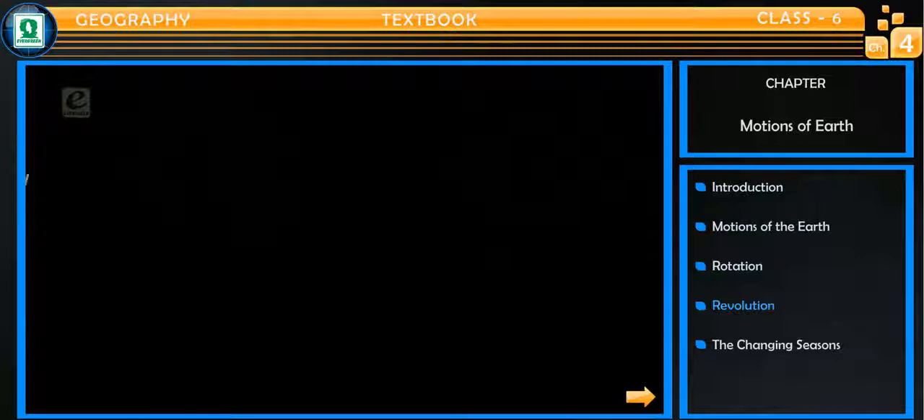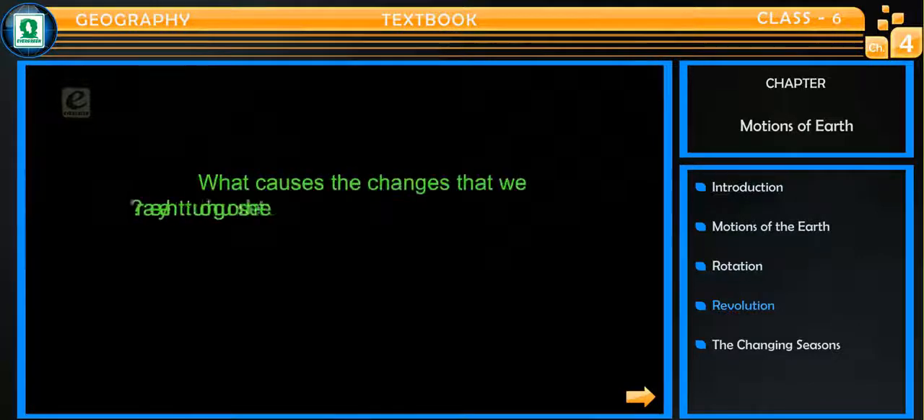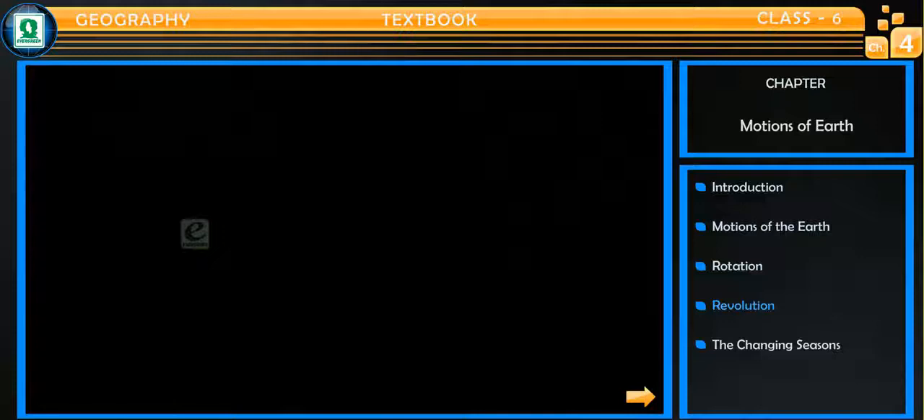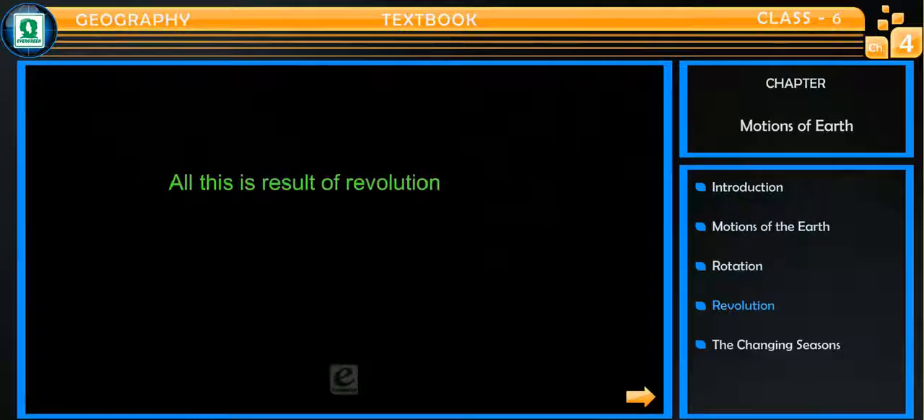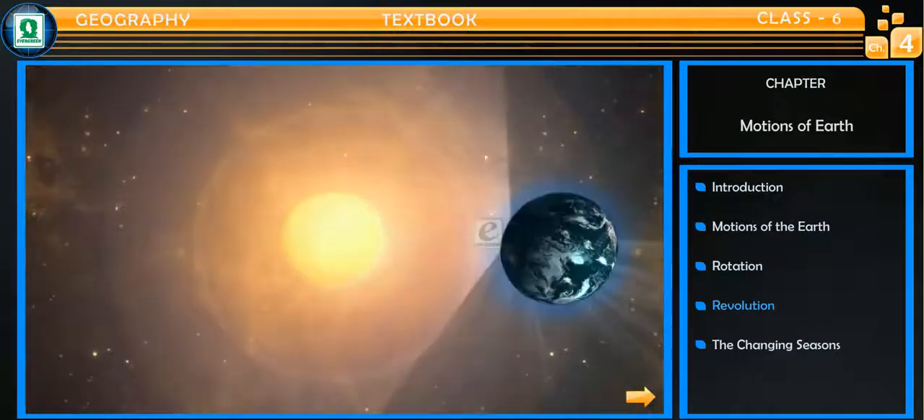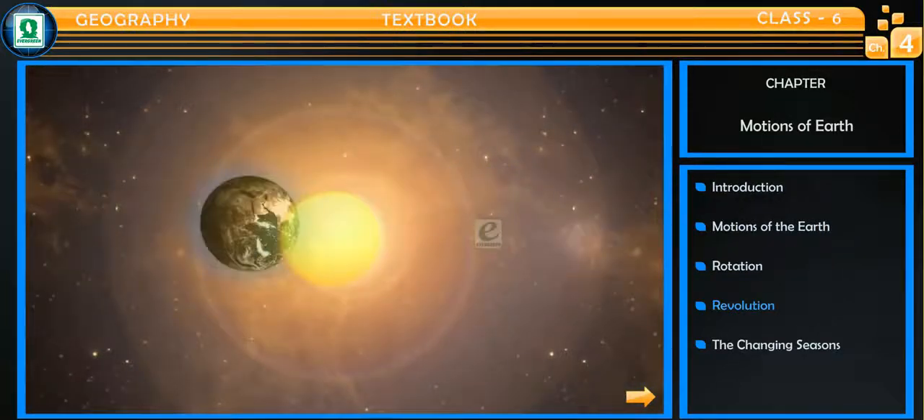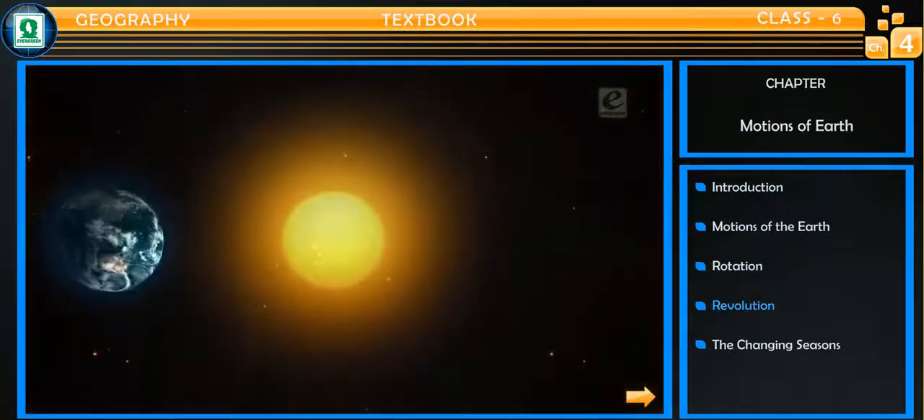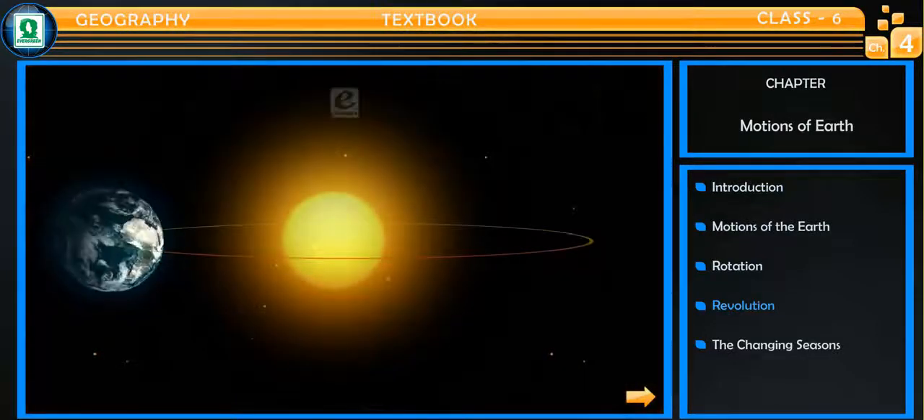What causes the changes that we see throughout the year? Why is the winter cold and the summer hot? All this is the result of revolution of the earth. The movement of the earth around the sun is called the revolution. Earth revolves around the sun at a fixed path known as the orbit of the earth.